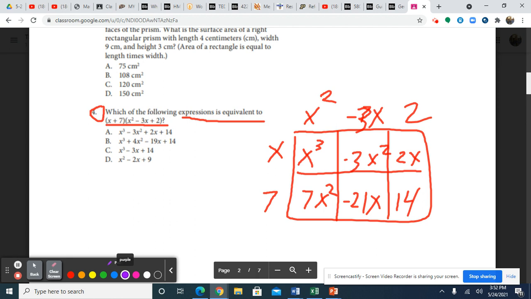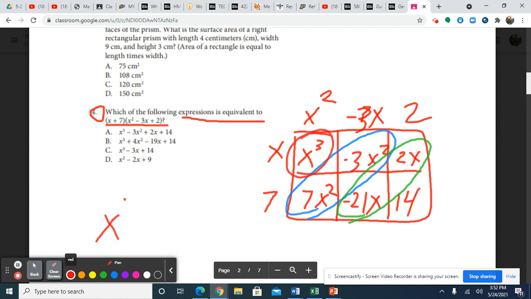Now from here, we're going to simplify it by combining our like terms, and we're usually able to combine these terms right here. Every other term would be something that we can combine. So x cubed is by itself. And just off of that, we can actually eliminate d because that one does not have x cubed. Next, we have 7x squared minus 3x squared, which is going to leave us with 4x squared. Now that eliminates c and also a. So we're really just left with b as our possible answer.